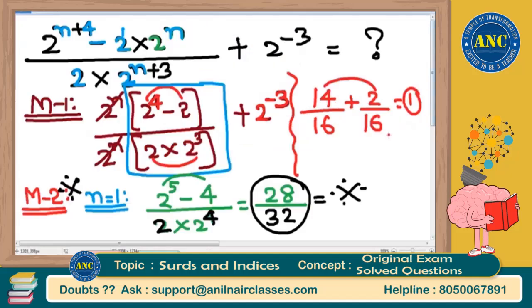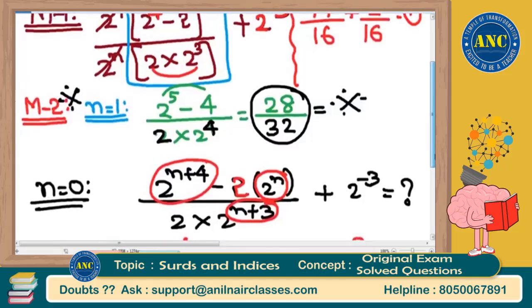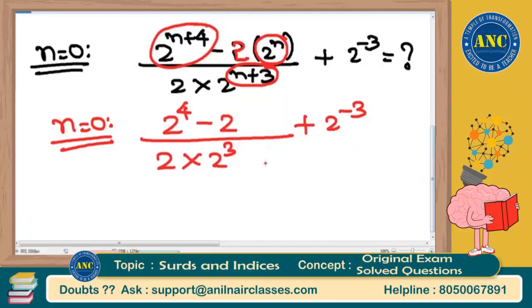Okay, this is something I missed out, I think, in this case. Probably I missed out the term 2 power minus 3. That is why I was not getting the correct answer. Okay, let me complete this at least. So this will become 16 minus 2, 14, divided by 16 plus 1 by 8. You will get it as 1.